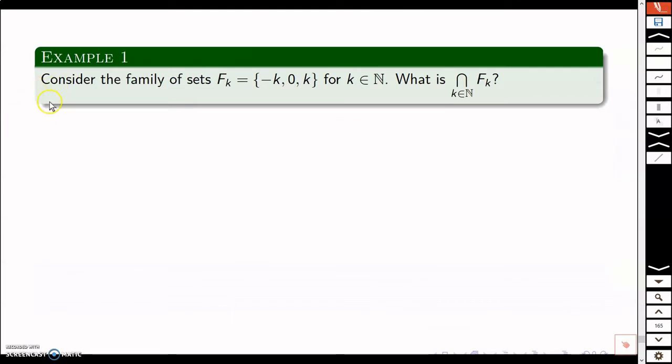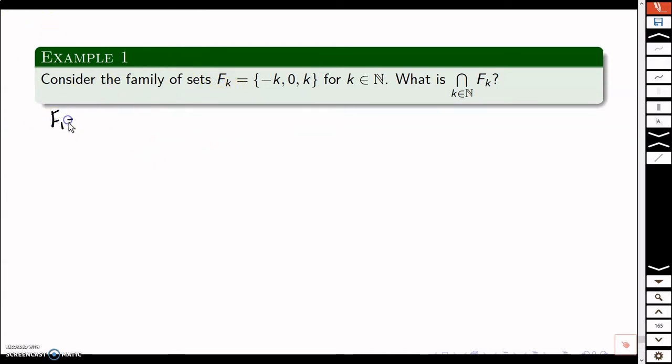Look at this example number 1. Consider the family of sets defined by fk, which is the set containing 0, k, and its negative, minus k, where k is varying over the set of all natural numbers. So let's compute a few sets of this family and see how it looks.